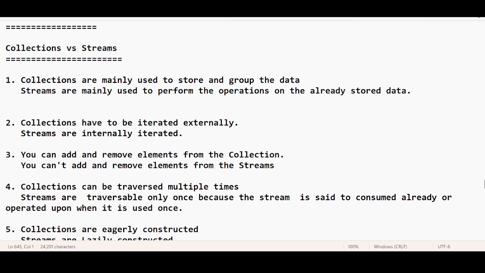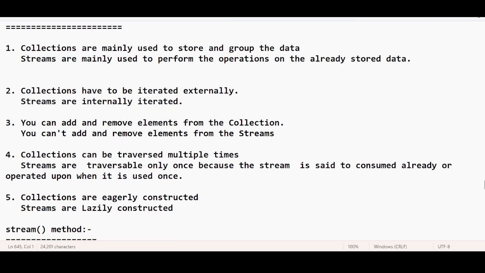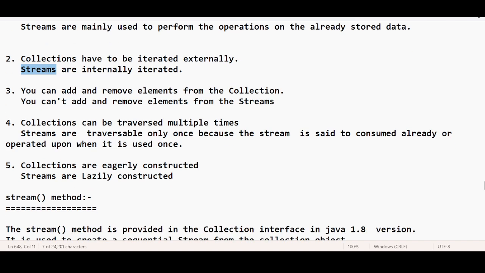And for the iteration of collections, you have to do it by yourself. It is called external iteration. For streams, the iteration will be taken care of internally. And look at this third point. You can add and remove elements from the collection. So collection is just like a data source, isn't it? So you always have an option to add an element and to remove an element.